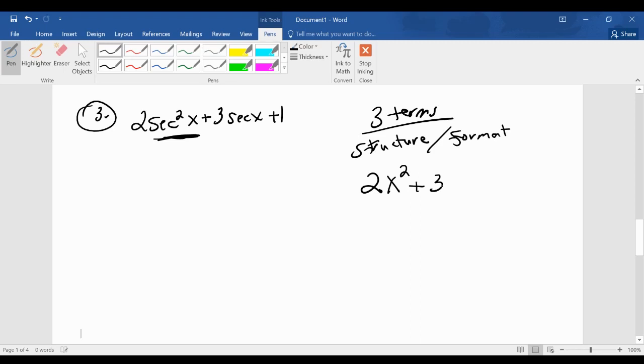And then there's a plus, and then there's a 3. And then think here, secant. Should I use a different letter for that, or should I use the same letter I had before? Same letter. That's the same trig function. I didn't change trig function, so I'm going to use the same letter. I'm just not going to have the squared. And then I have a plus, and then I have 1.